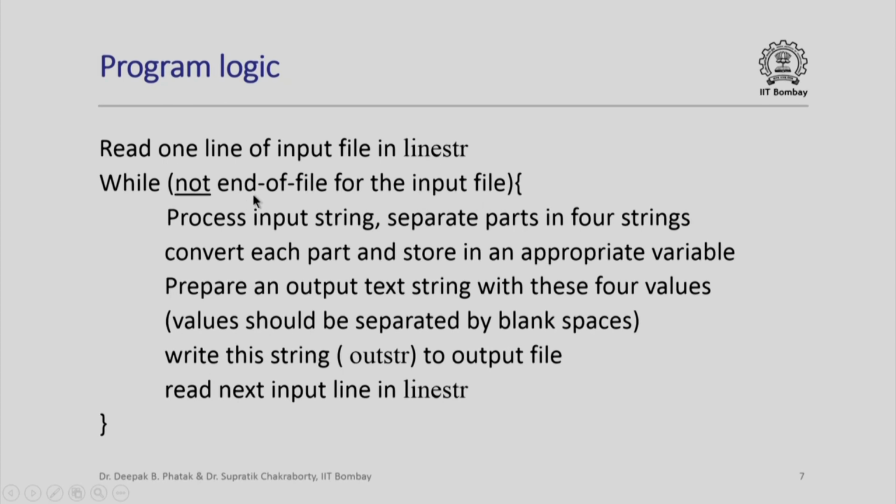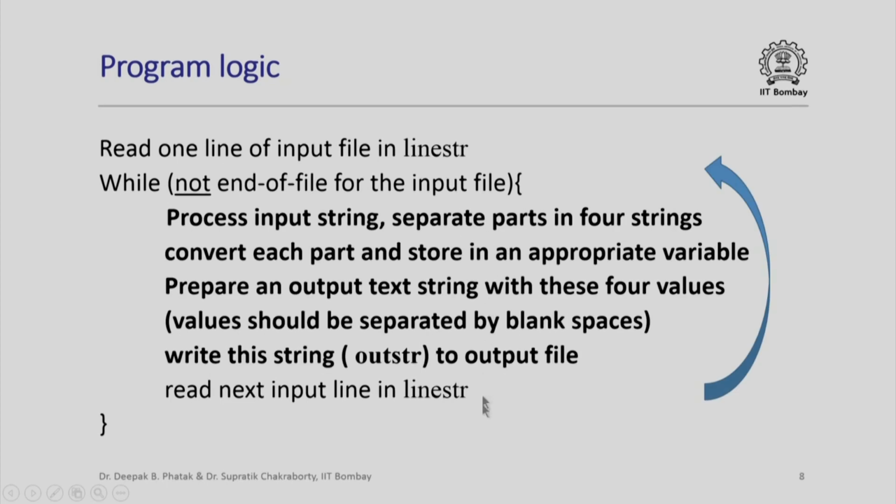What do we do? We do exactly four things. 1. Process input string and separate parts in 4 strings. 2. Convert each part and store it in an appropriate variable. 3. Prepare an output text string with these 4 values. Note that we should separate these values by blank spaces, and 4. Finally, write this string, or out string, to the output file. Now, these 4 things we have to repeat again and again, and that is why we have this while loop.